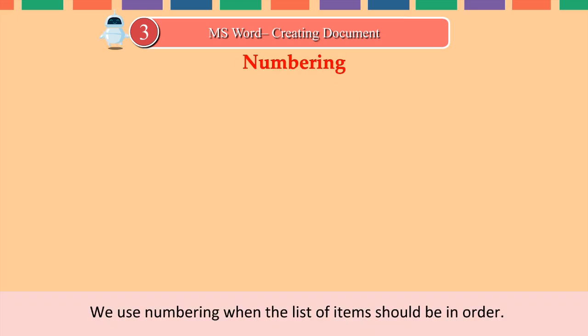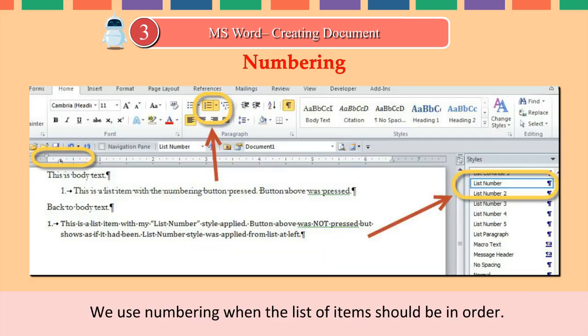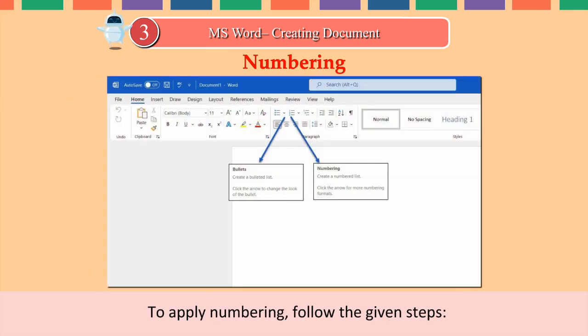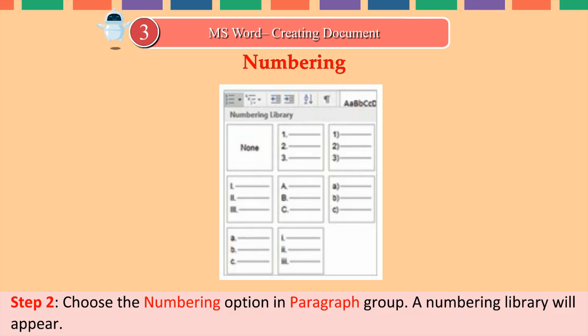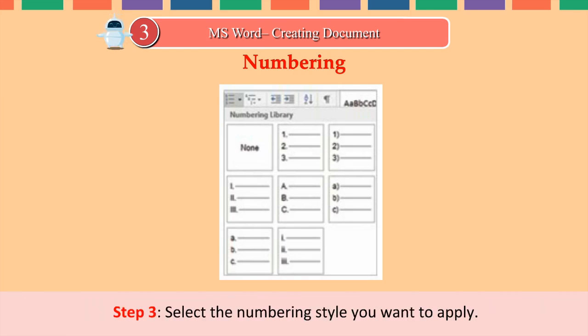Numbering. We use numbering when the list of items should be in order. To apply numbering, follow the given steps. Step 1. Select the text. Click on Home tab. Step 2. Choose the numbering option in paragraph group. A numbering library will appear. Step 3. Select the numbering style you want to apply.